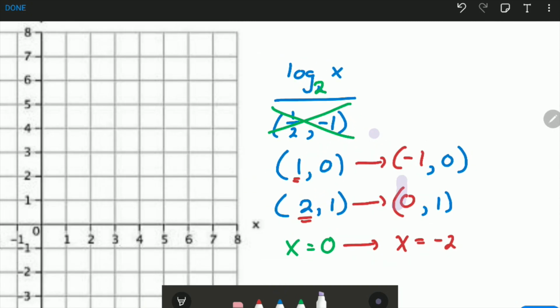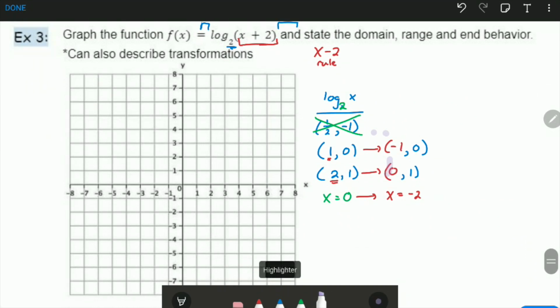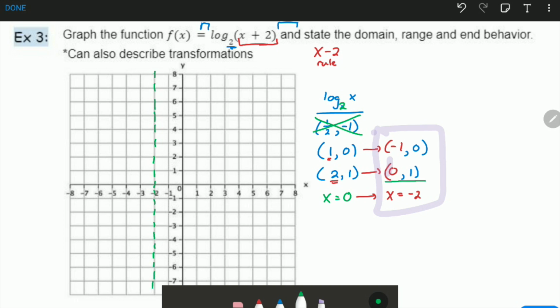And we are accidentally zooming in. There we go. So that's the information we will use to graph. Plotting the asymptote first, just because I like to do that. So x equals negative 2 is a vertical line where all the x values are negative 2, mainly right here. Then 0, 1 is the point right there, and negative 1, 0 is right there.